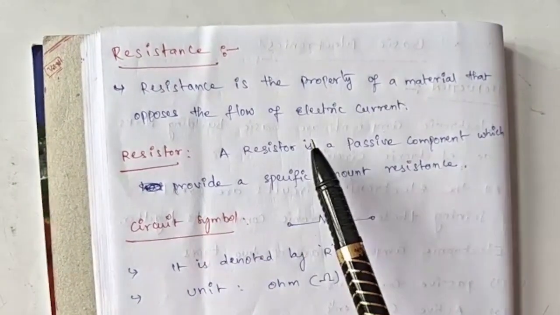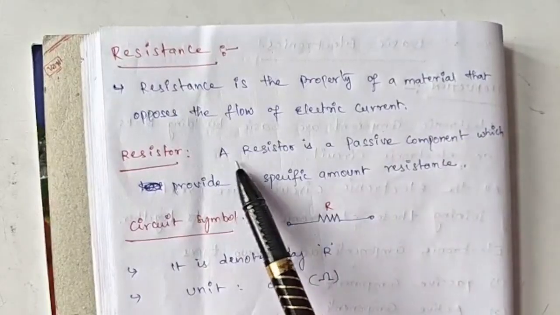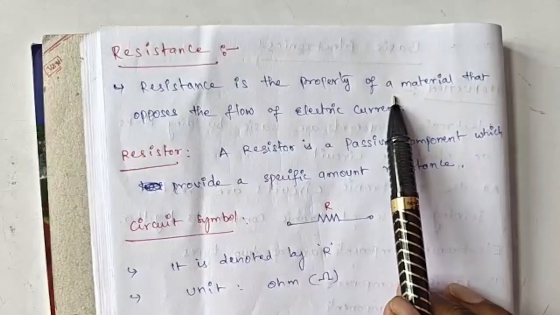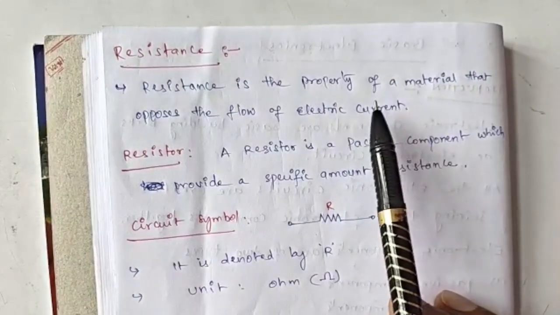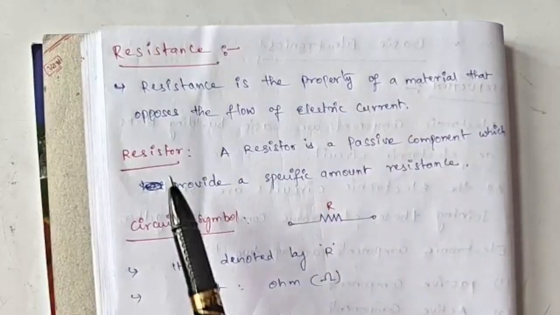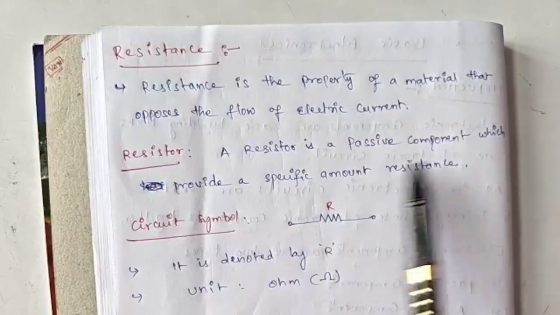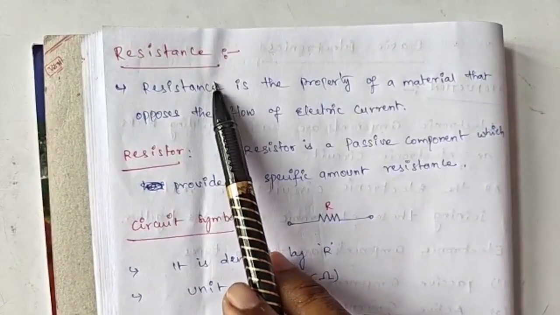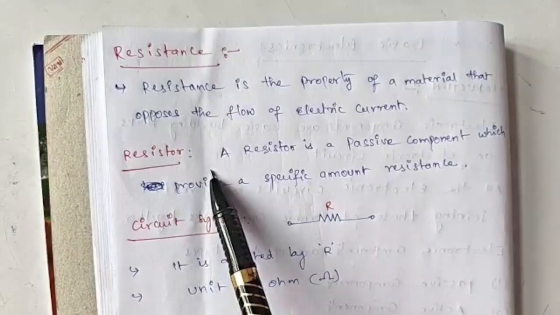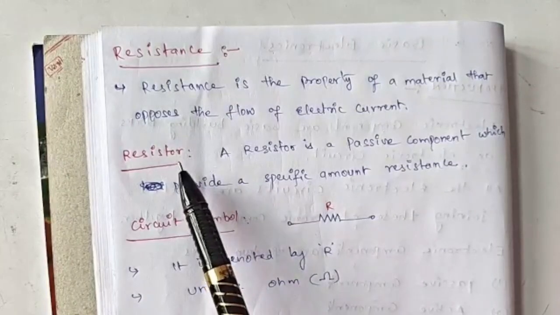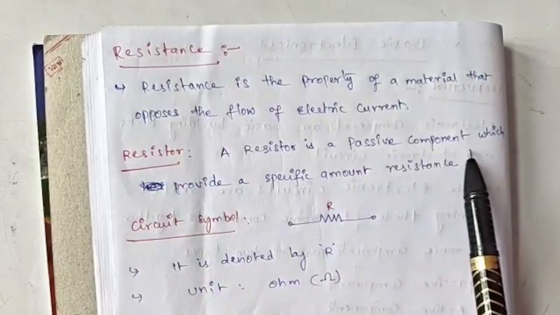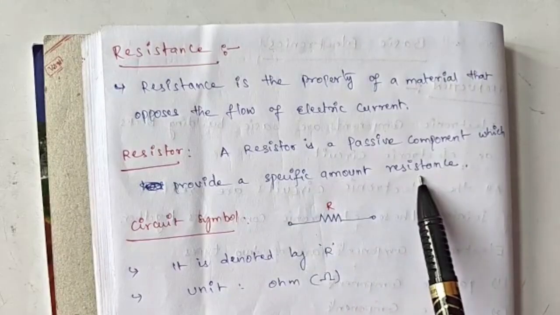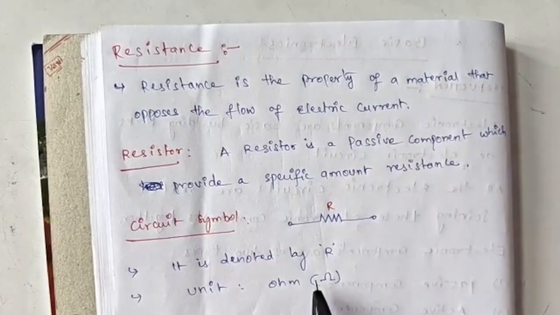Resistance is a property of a material that opposes the flow of electric current. For any material, if it opposes the flow of current, that property we call resistance. A resistor is a passive component which provides the property of resistance. So resistance is a property, and a resistor is a passive component. A resistor is a passive component which provides a specific amount of resistance. So what is the circuit symbol?